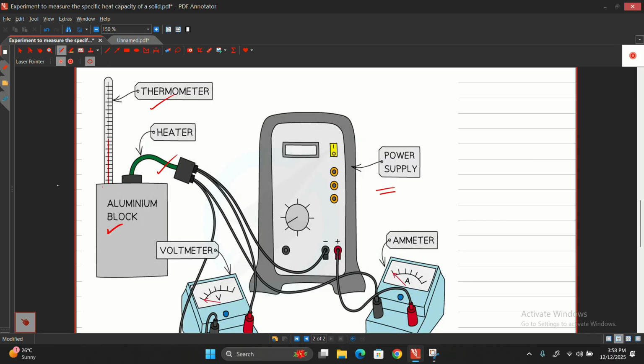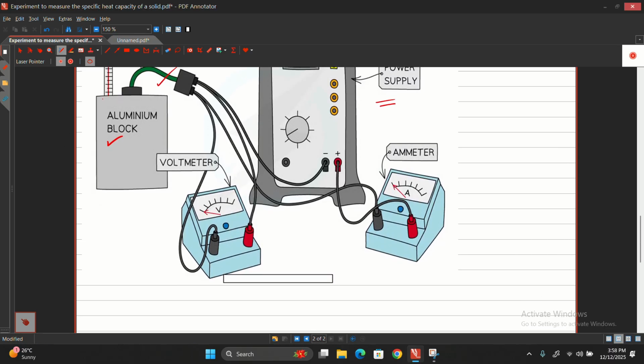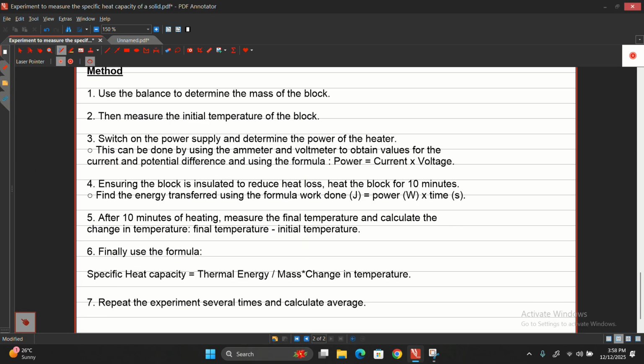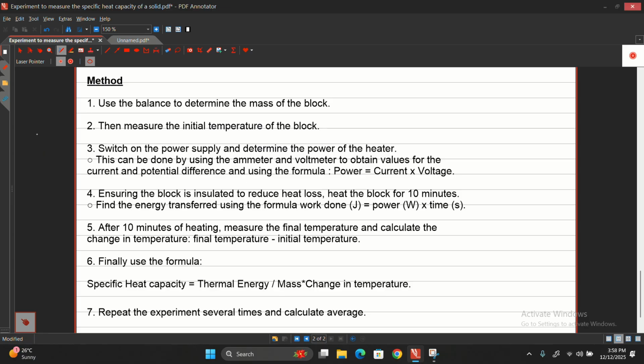Now let's move to the method. As I have mentioned before, I have organized the entire method sequentially. If I go through the method once: use the balance to determine the mass of the block, then measure the initial temperature of the block. First of all, we determine the mass of the block, and then we measure the initial temperature of the block. Now switch on the power supply and determine the power of the heater.